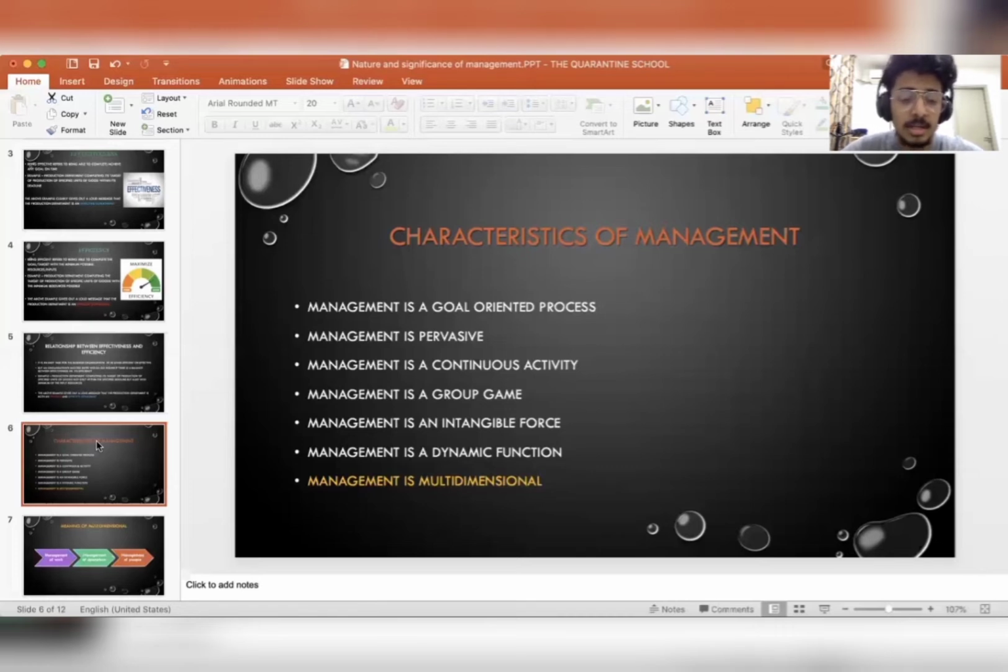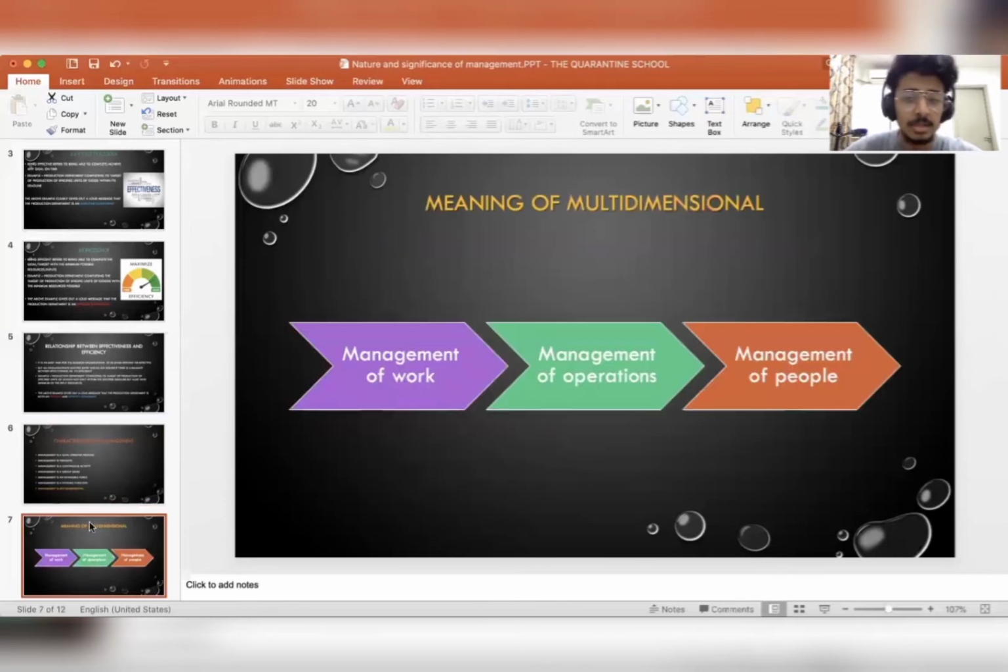Now, last point, management is multidimensional. You might have observed that this point is highlighted because the explanation of this point goes to the next slide. Meaning of multidimensional: multidimensional means having multiple dimensions. This can particularly be broken into three main dimensions: management of work, management of operations, and management of people. So, the very first dimension tells that management helps in breaking down work in terms of preparation of budgets, deciding the plans to be drafted, delegation of authorities, accomplishment of responsibilities. All these are related to work, and hence management of work is the very first dimension.